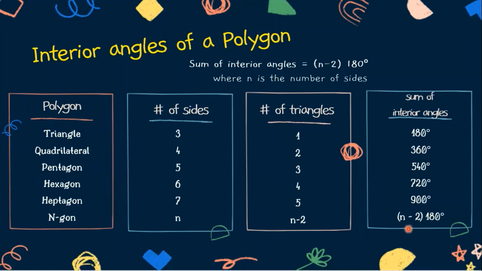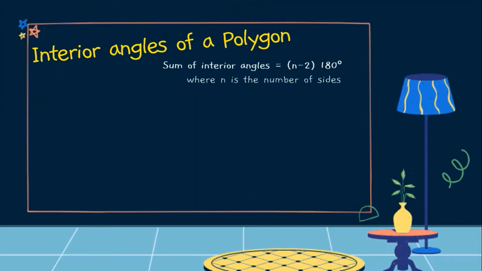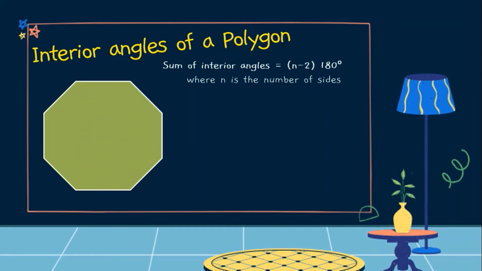Say, for example, n minus 2. Dito tayo sa pentagon. Ang n natin, yung side niya is 5. 5 minus 2 is equal to 3. 3 multiplied to 180 degrees, 540 degrees. Kaya ito yung sum of interior angles ng isang pentagon. Nagbigay tayo ng example for interior angles of a polygon. This is an octagon. This is a polygon with 8 sides.